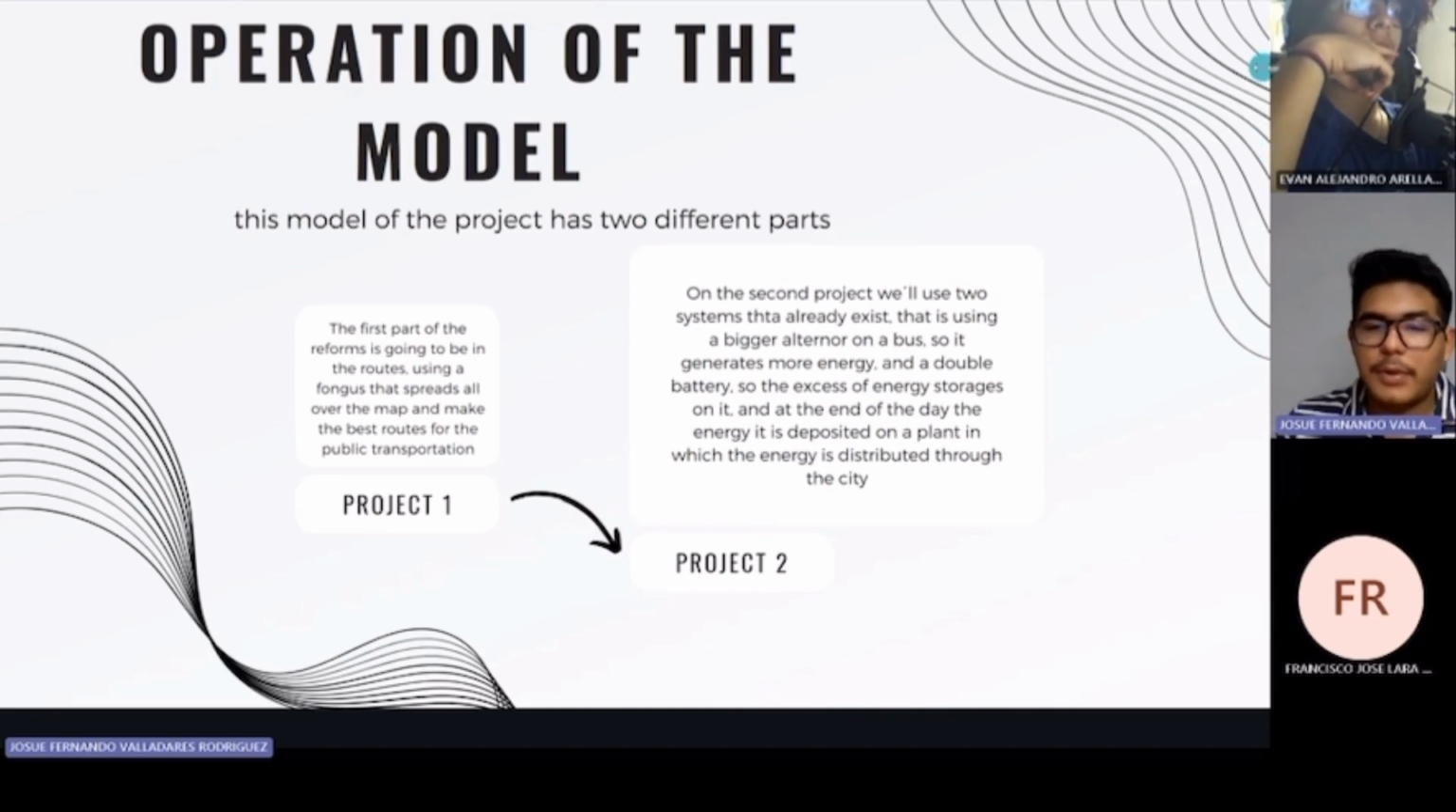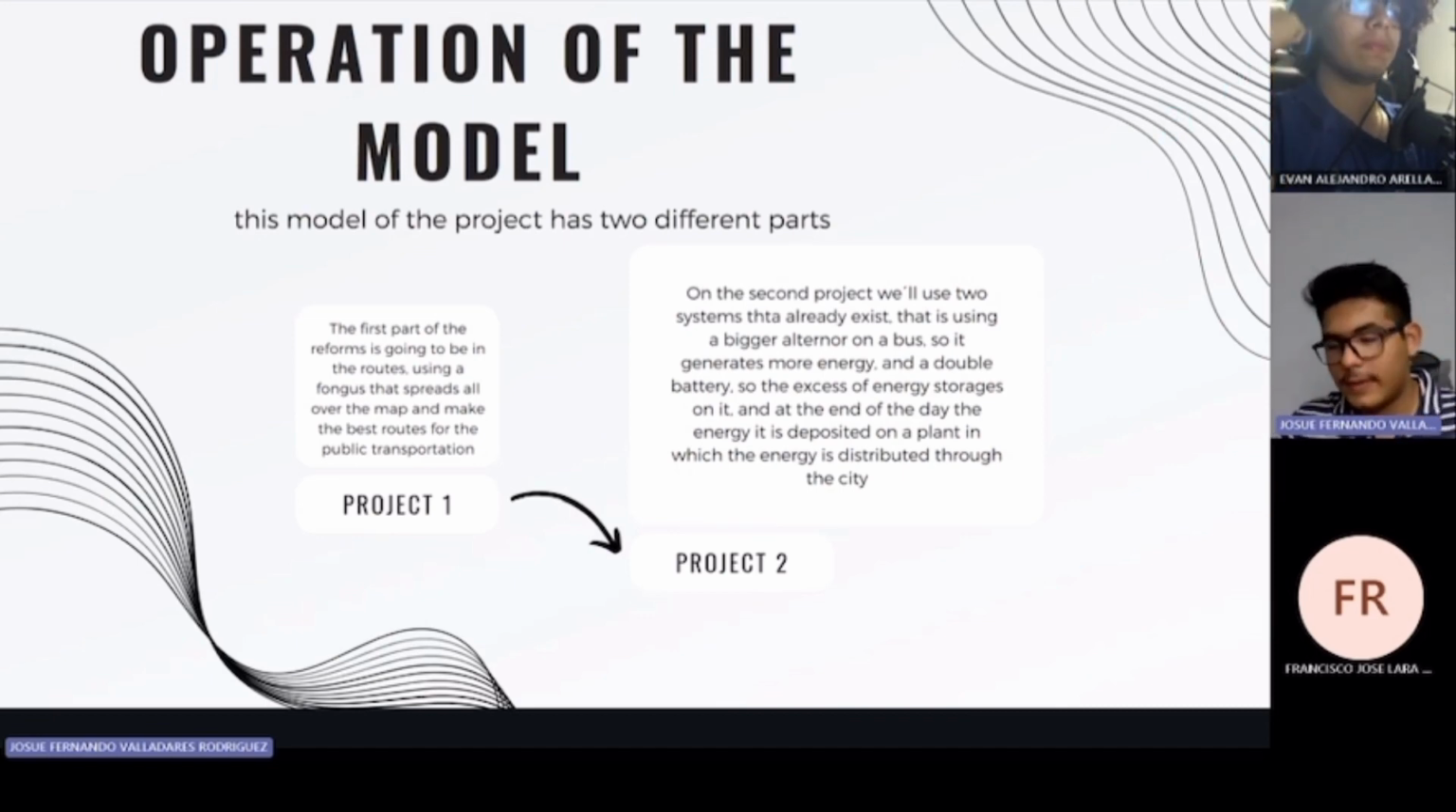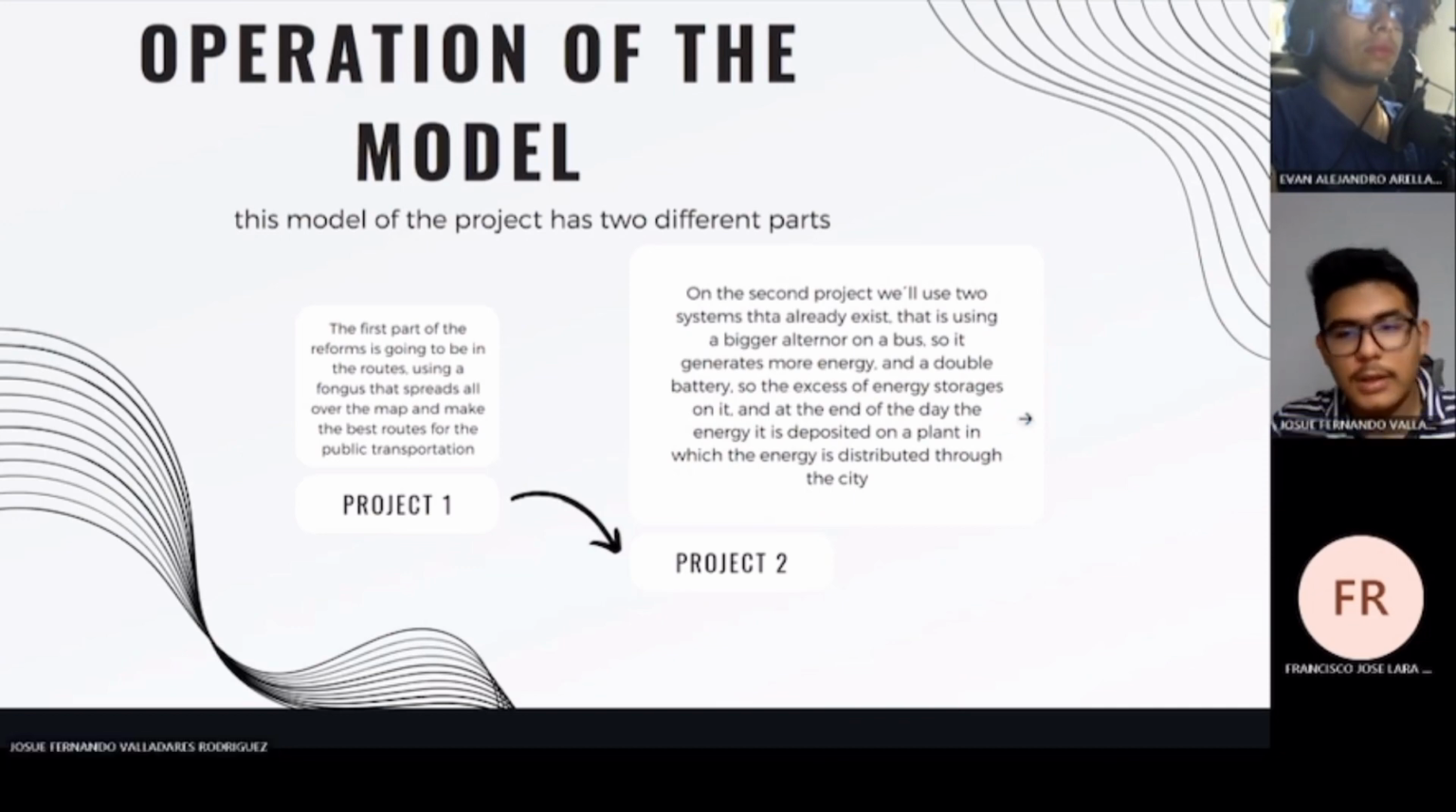And on the second project, we'll use the systems that I already said, the two battery system, but as the buses are bigger and they need more batteries, we'll use a four battery system. Also, they have to be isolated, and we also will put that energy from the bigger alternator, and other things, for the city.